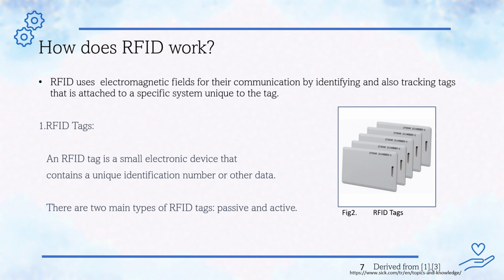There are basically two main types of RFID tags, one being passive and the other being active. The main difference between them is how they power the tags. They can either use a battery that is built into the tag, or they have to be charged continuously through the system.